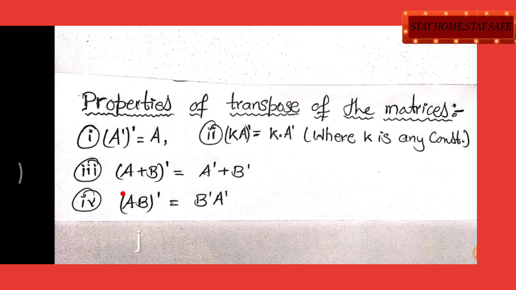And I am telling you one important fact about this. This was a 2018 NDA question, a direct formula given in the third question of the maths paper of the UPSC NDA exam. So we must remember it. AB whole dash is equal to B dash A dash. People will try to guess it as A dash B dash, but no, it is B dash A dash.